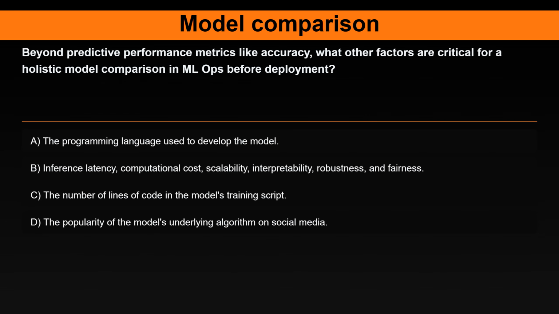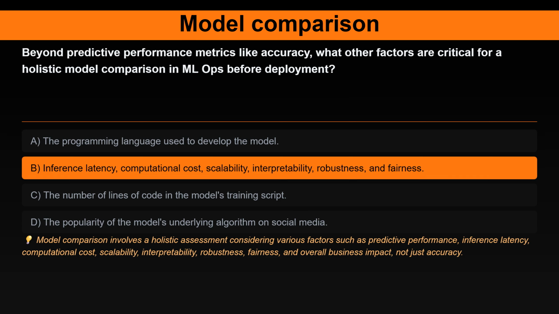Question 1. Beyond predictive performance metrics like accuracy, what other factors are critical for a holistic model comparison in MLOps before deployment? Option A. The programming language used to develop the model. Option B. Inference latency, computational cost, scalability, interpretability, robustness, and fairness. Option C. The number of lines of code in the model's training script. Option D. The popularity of the model's underlying algorithm on social media.